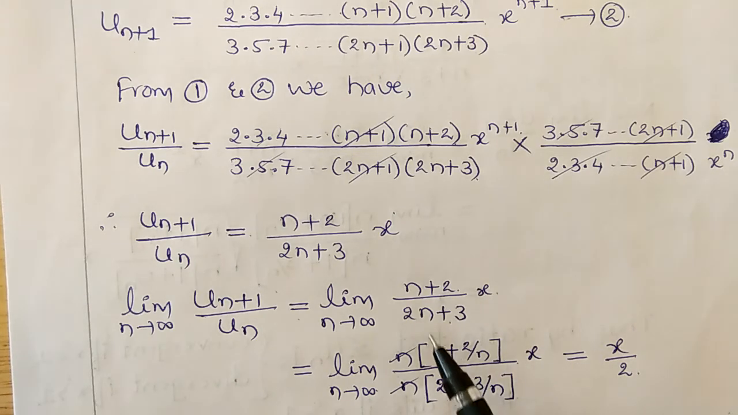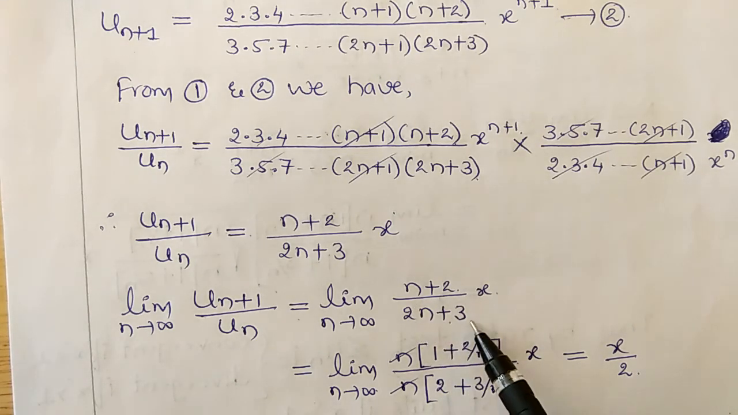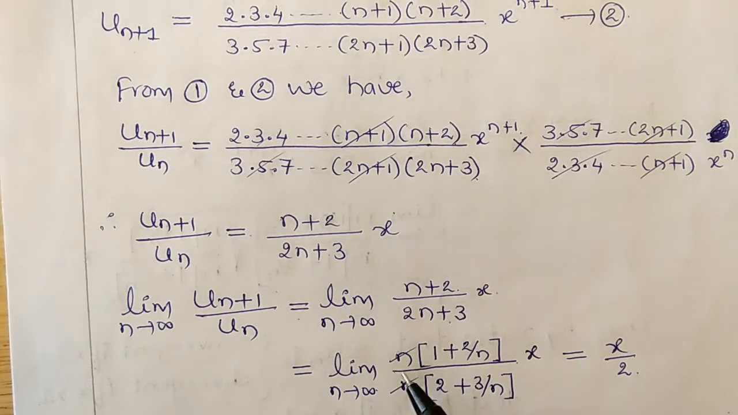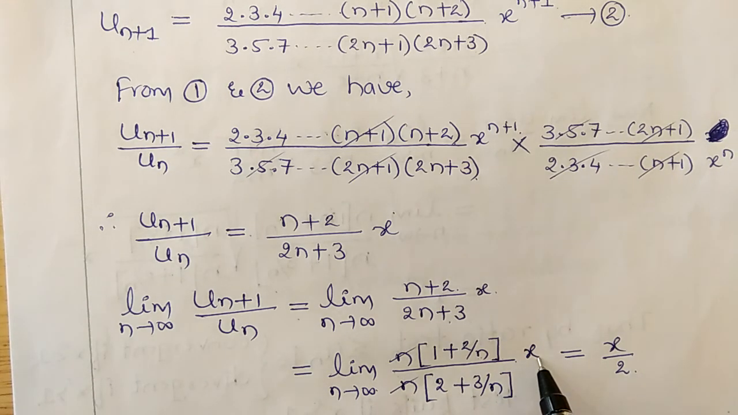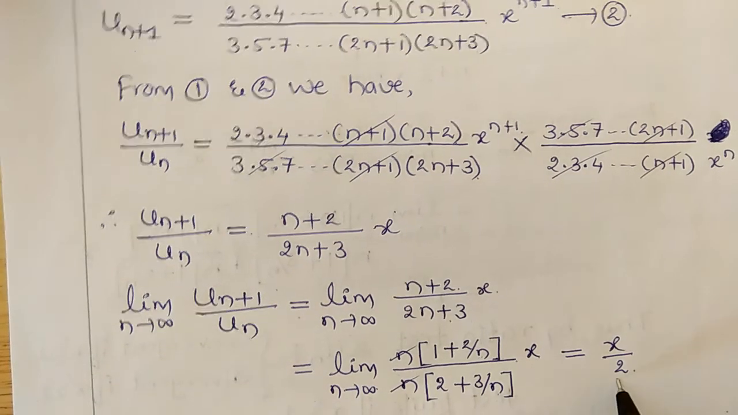So that's why take n common from the denominator, 2n plus 3, and also from the numerator. Take n from both the numerator and the denominator. We get 1 plus 2 by n, over 2 plus 3 divided by n, into x. n cancels. Now apply n equal to infinity. 2 by infinity is 0, 3 by infinity is 0. So the remaining term is 1 divided by 2, into x, which is equal to x divided by 2.